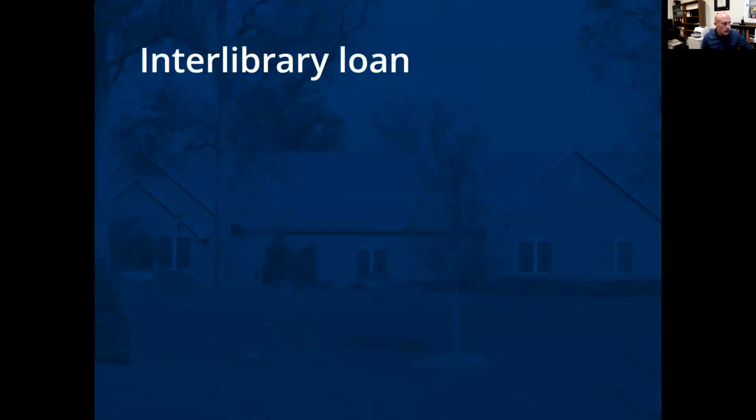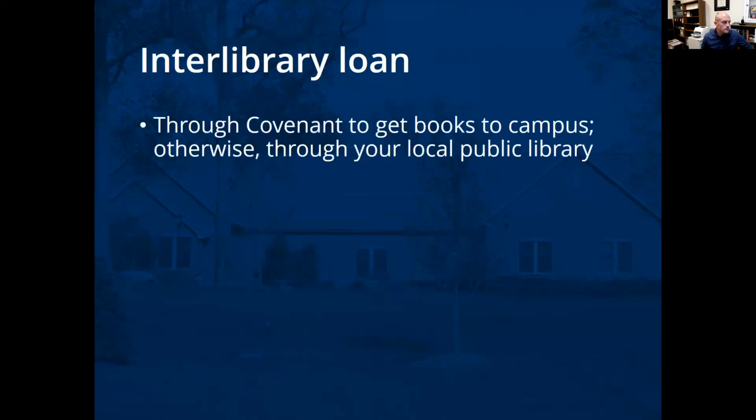Let's talk about interlibrary loan for a minute. So through Covenant, you can get books sent to campus. Otherwise, you can also use interlibrary loan at your local public library. So, we've talked about Mobius, which is a form of interlibrary loan, but because it's part of a consortium where we have an agreement with these other libraries, we have a courier that goes back and forth between our libraries. It's a kind of expedited version of interlibrary loan.